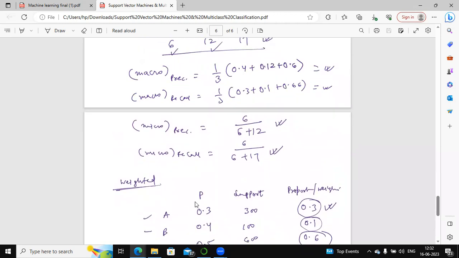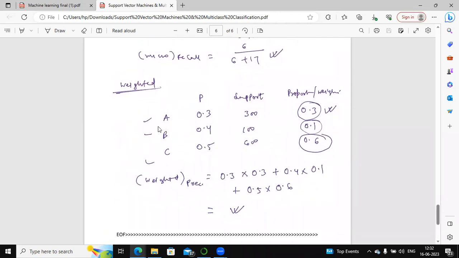Okay, so how we get the weighted value, let me tell you. Let's say for classes A, B, C, the precision values are 0.3, 0.4 and 0.5 respectively. Let's say the first has 300 support, the second has 100 support and the third has 600 support. So the proportion or weight is 0.3, 0.1 and 0.6. How? 300 by 300 plus 100 plus 600, that is 0.3. 100 by 100 plus 300 plus 600, 0.1. And 600 by 600 plus 100 plus 300, that is 0.6. So this is the proportion or weight.